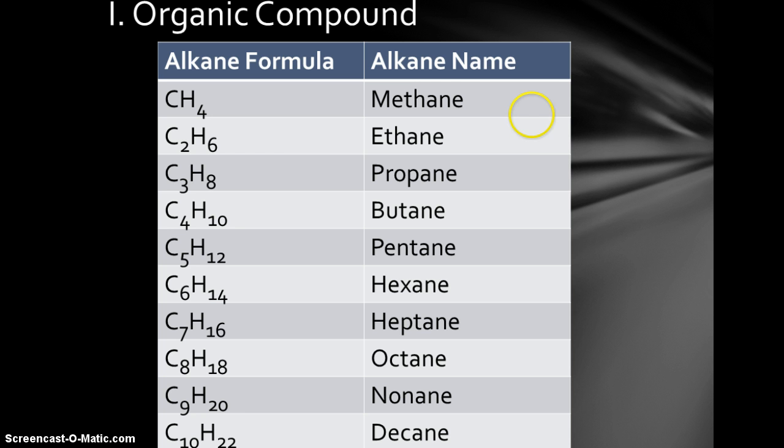Ethane, C3H8 propane, that's what's used for grills. C4H10 butane, that's what's found in a lot of lighters. C5H12 is pentane. C6H14 is hexane. C7H16 is heptane. C8H18 is octane. That is your gas that you put in your car, which is a mixture of gases, but a lot of it is octane. C9H20 is nonane, and C10H22 is decane.